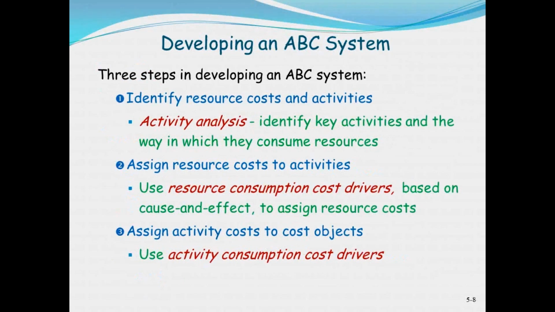So there are three steps in developing an ABC system. The first step is the activity analysis, where you identify your specific resources, resource costs, and activities. So you identify your activities and your costs for each of those activities. This is an operations research, industrial engineering type of function. You identify the activities and how they consume resources.